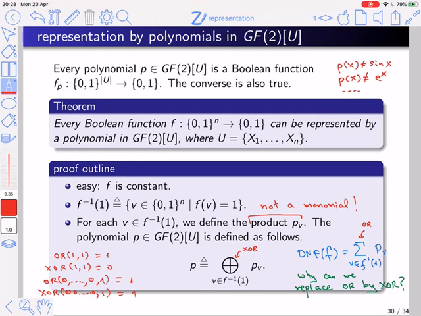Now let's return to the question of what do I do with the fact that this product, P of V, is not a monomial. What does this product look like? Well, this product might look like this. It might look like x1 and not x2 and not x3, say, and x4. So you see, this is not a monomial because I have here negations of variables, right? Not all the literals are positive. And in a monomial, all the literals must be positive.